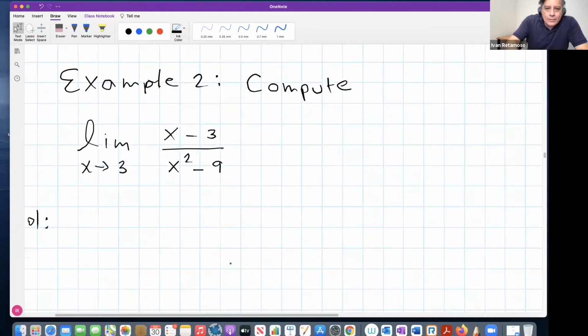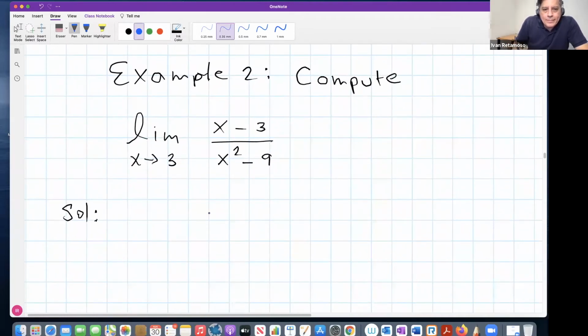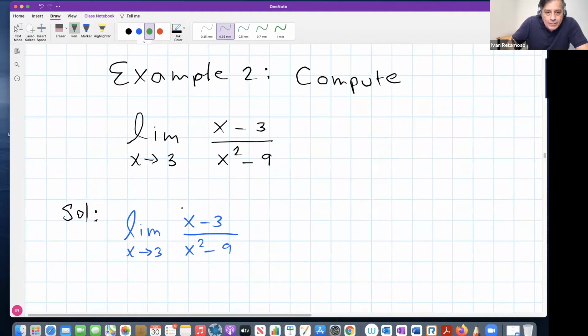Example 2. Suppose they say compute this limit: the limit of the rational function x minus 3 over x squared minus 9 as x approaches 3. What is this equal to? First thing, we try a direct evaluation, right? And I would advise you to try that first always, because what if it works? If it works, we are done, right? If it doesn't work, we have techniques to overcome that.